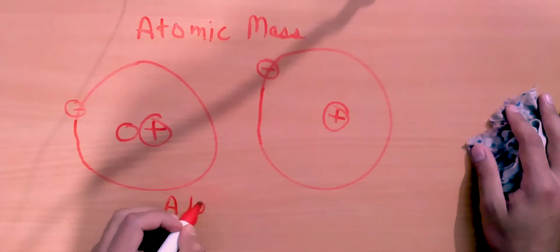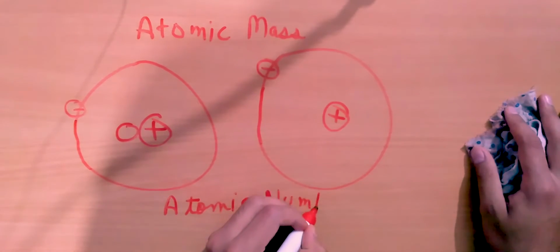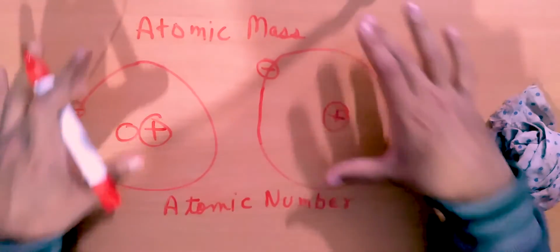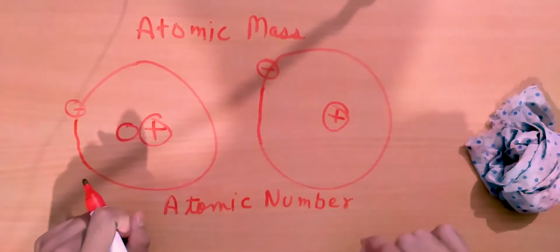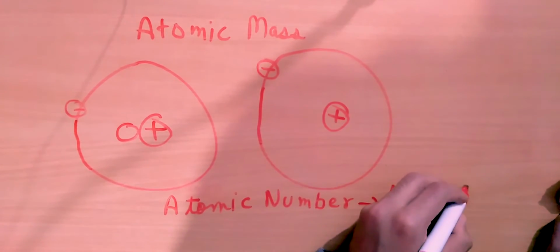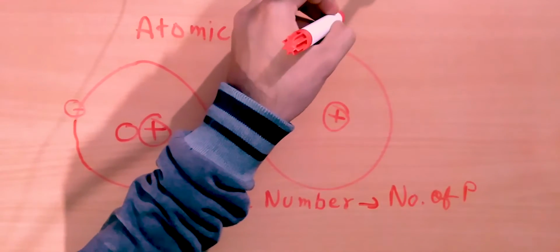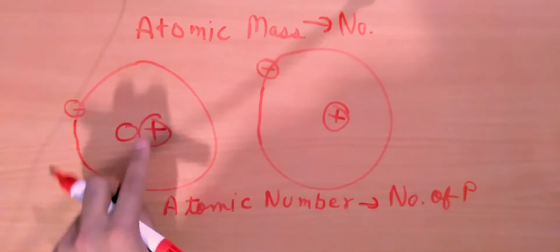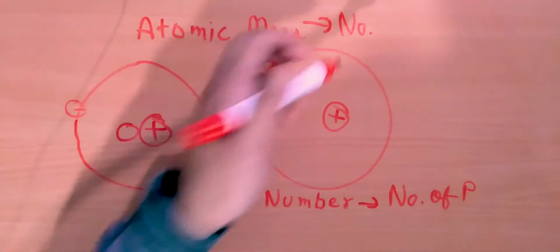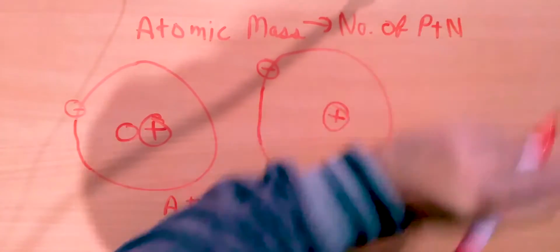So there are 2 numbers to be kept in mind: atomic number and atomic mass. Atomic number is the number of protons, I'll write that as P, and atomic mass, well, you can guess, we'll just assume that 1 proton has a mass of 1 unit for now, so it is simply the number of protons plus neutrons. As simple as that.